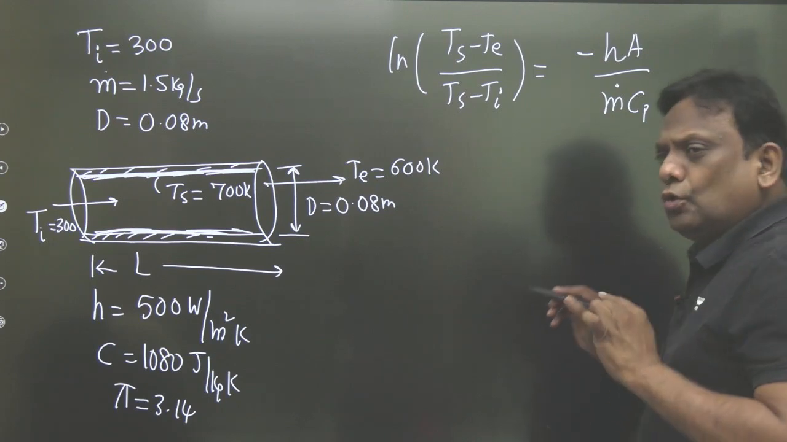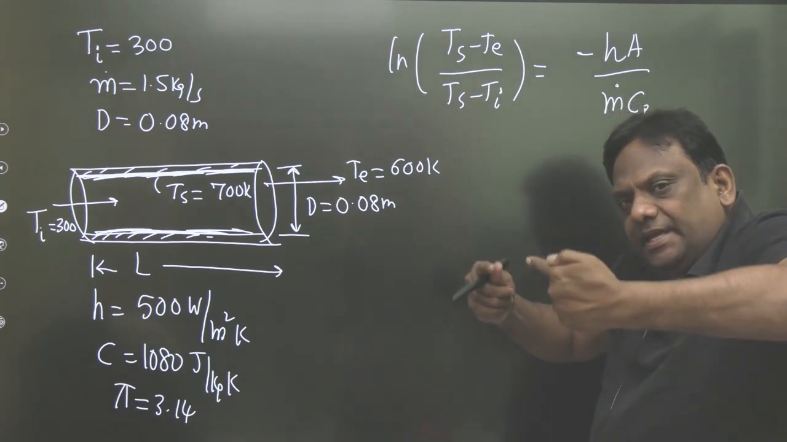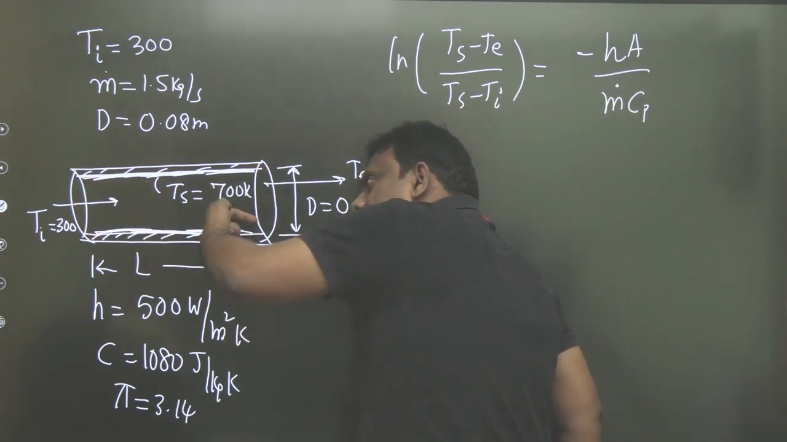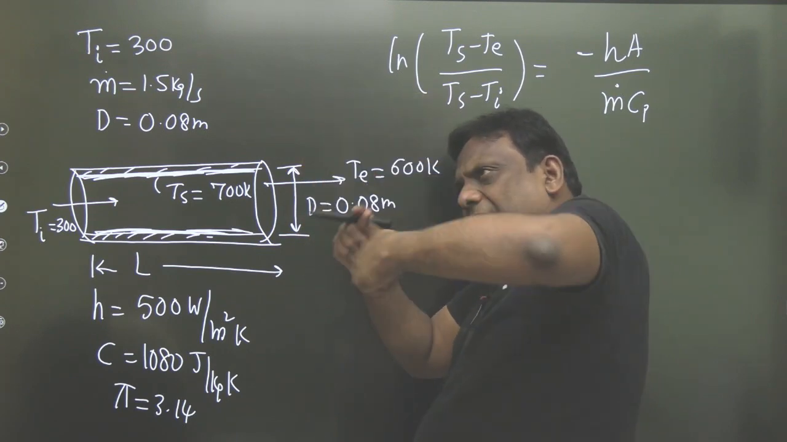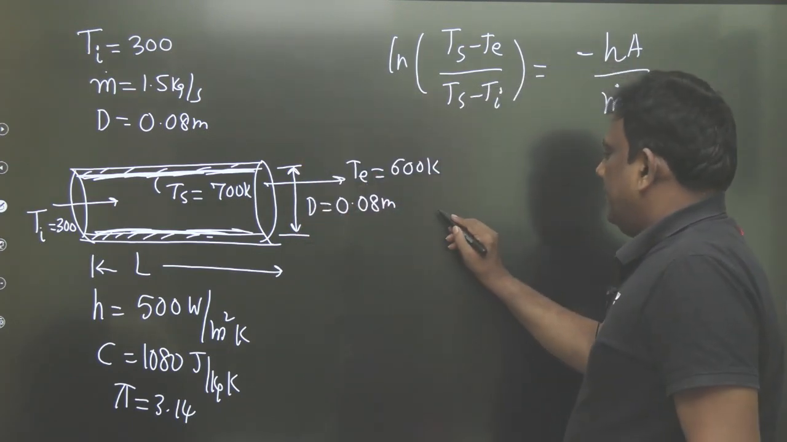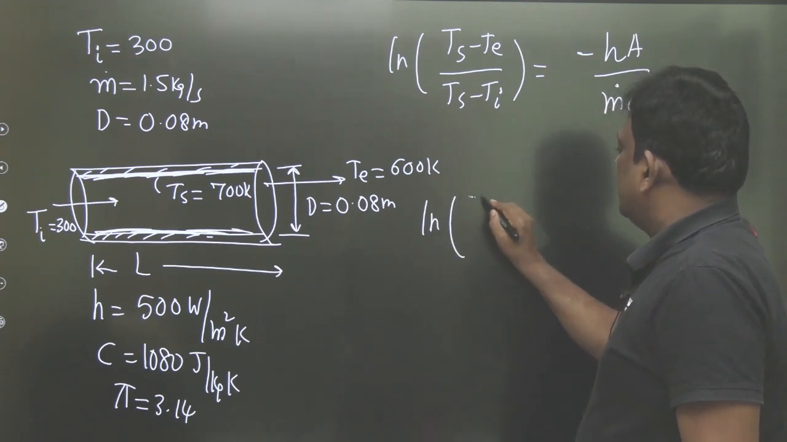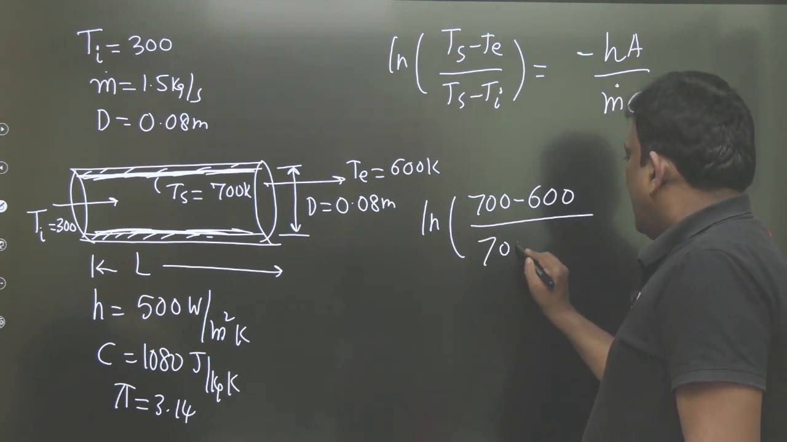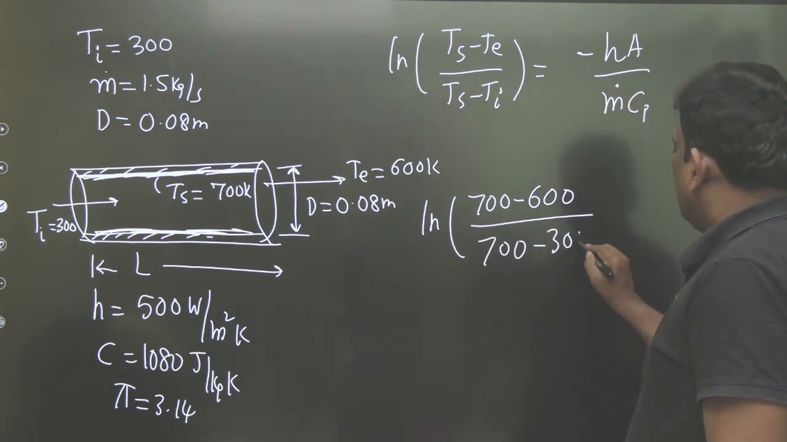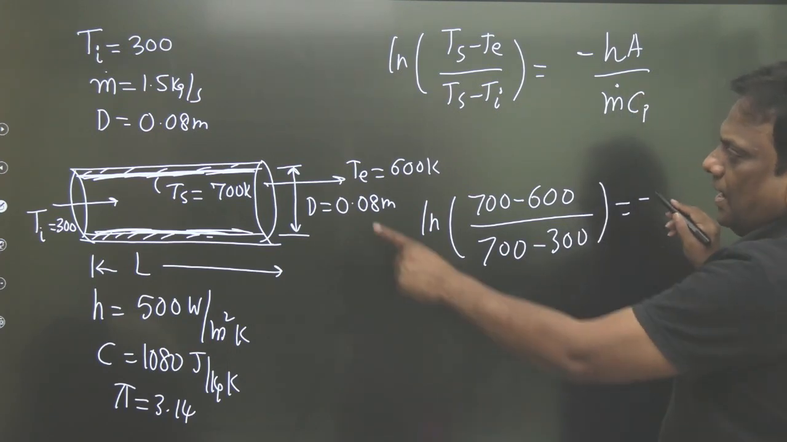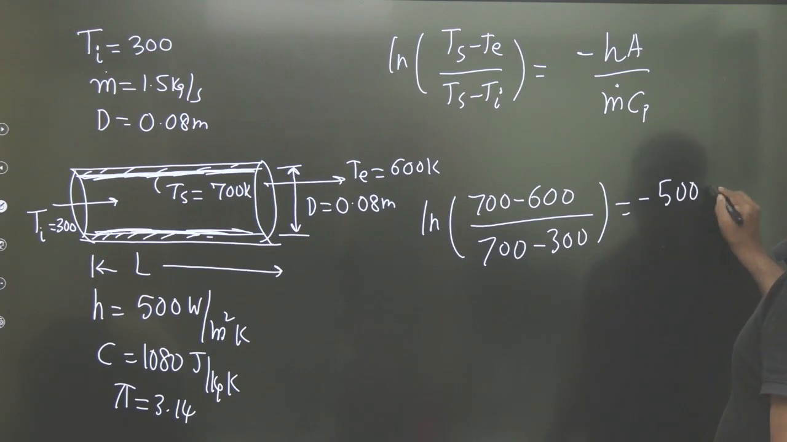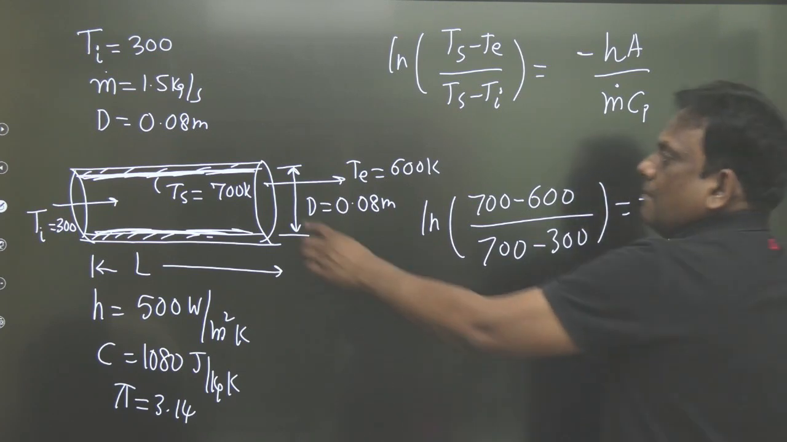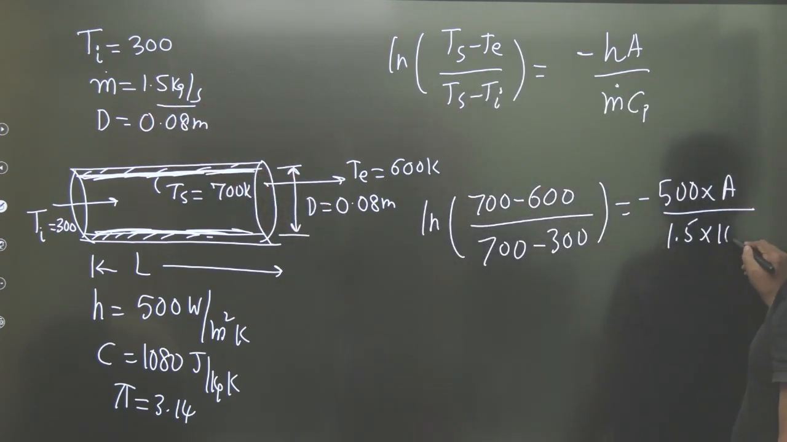Now, through what area is the convection taking place? The fluid is flowing like this, so convection is taking place over pi d into L. So now I write ln of (700 minus 600) by (700 minus 300) is equal to minus h, which is 500, into area by mass flow rate, which is given as 1.5, into the specific heat, which is 1080.